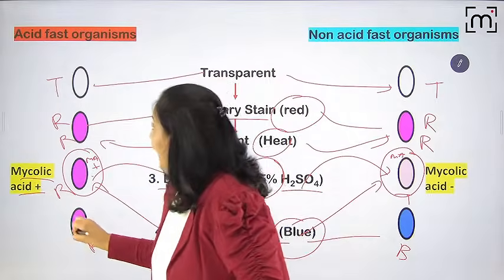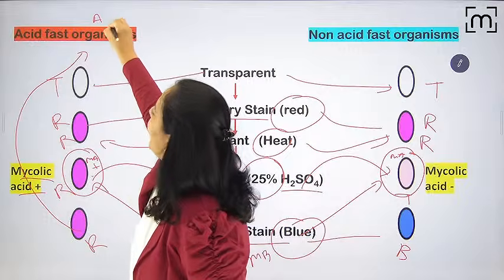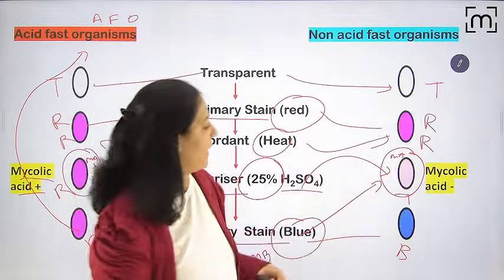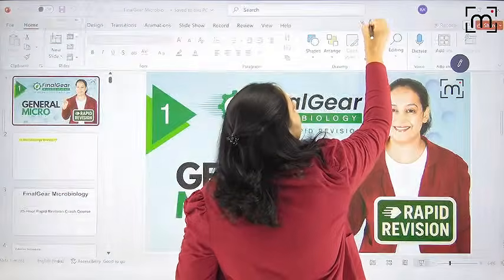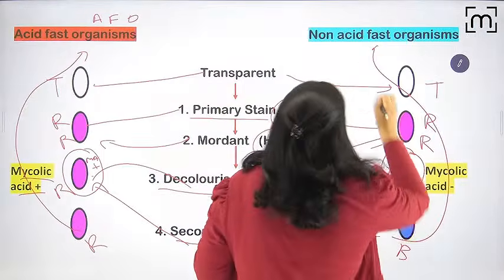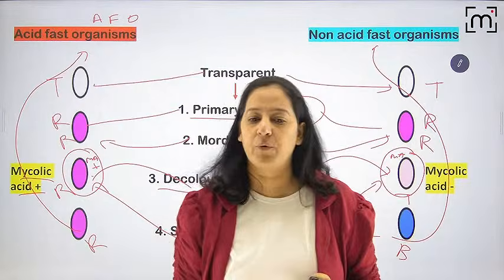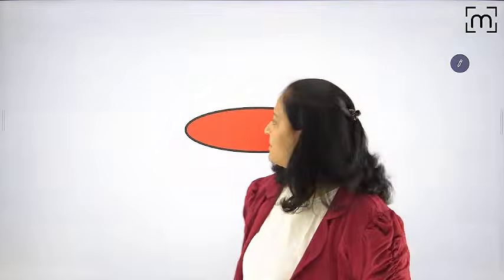The red ones are known as AFO, acid fast organism. And the blue ones are known as non-AFO, non-acid fast organism. So that is the two types of bacteria we got. You can see the red ones, they are AFO. You can see the blue ones, they are non-AFO. I hope you got it.